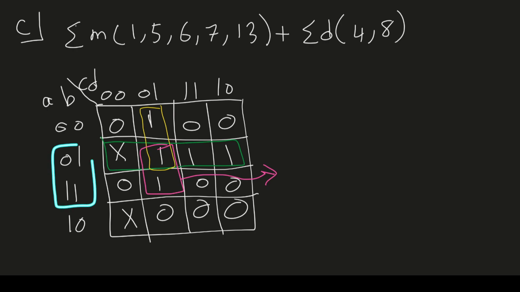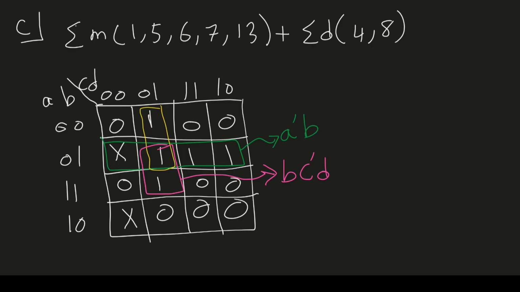So for A, B, B is not changing and it's 1. So this will be B. And then in this area, we have C is 0 and D is 1. So this will give us C prime D. For the group in green, we can look at A, B. A is 0 and B is 1. So this will give us A prime B.